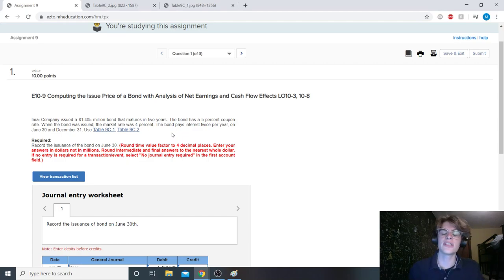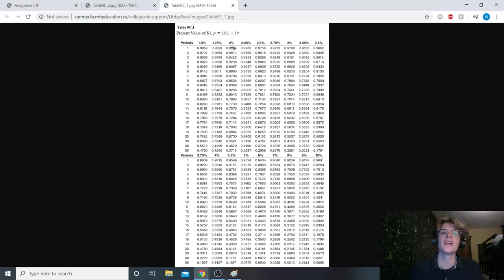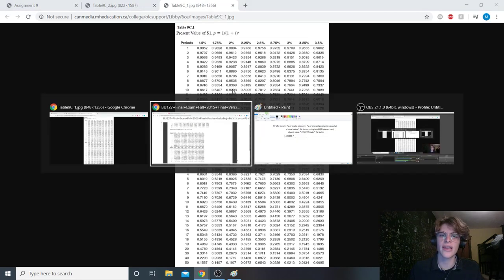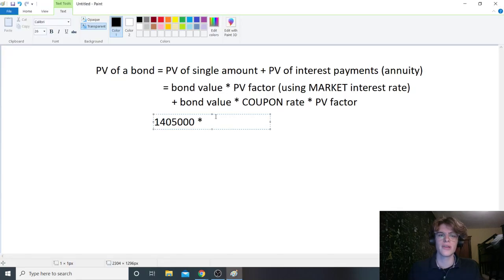And then what is the interest rate? The interest rate is 4%. What is the interest rate per period though? It's only going to be 2% because it's 4% for the whole year. So that's 2% for each half year that we're doing the payment. So match it up here, 2%, 10, 0.8203. So times 0.8203. And I'll put that all in brackets.